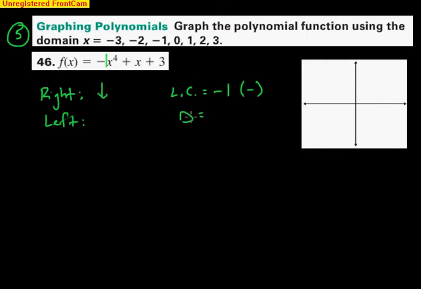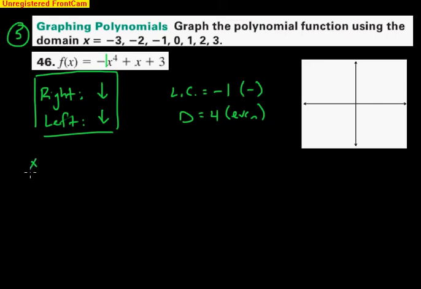Now, I look at the degree. The degree is the first exponent I see. That's a 4. That is an even number. Even Steven, if the right side goes down, the left side has to go down. And there's your end behavior. So when we graph this, we should expect that we're going to go down on the left and right side. And now we're going to create the table.